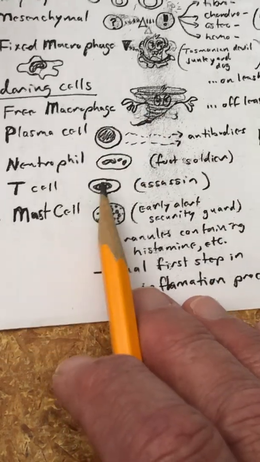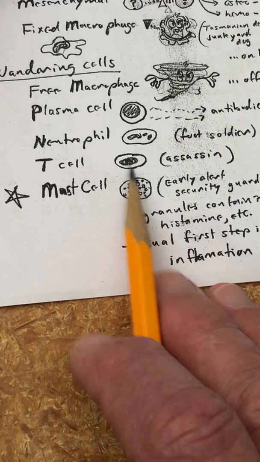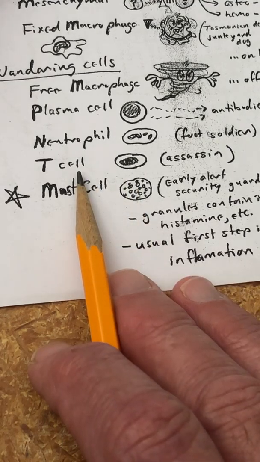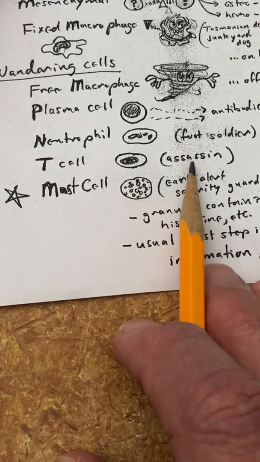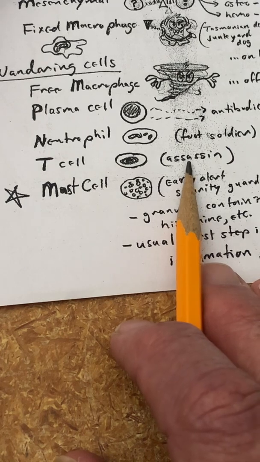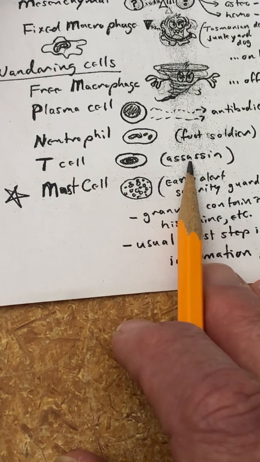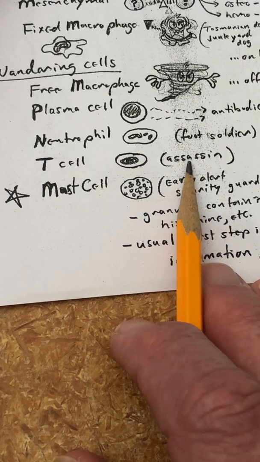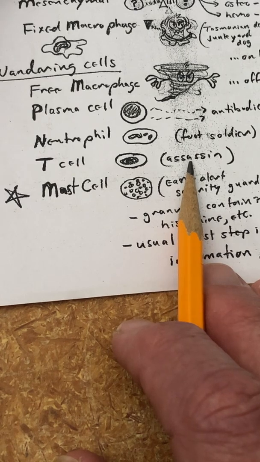Then there are also T cells that might be out there wandering around, and T cells are part of your immune system. These guys are like assassins in which they have one single target that they're looking for. They don't handle all problems. They just go after one single target. And so that kind of limits them in what they are capable of doing.